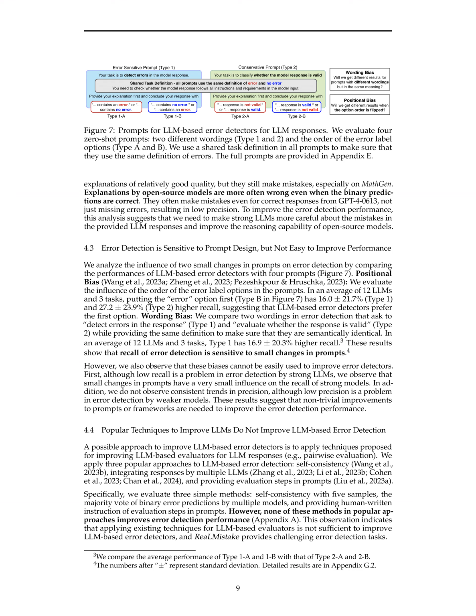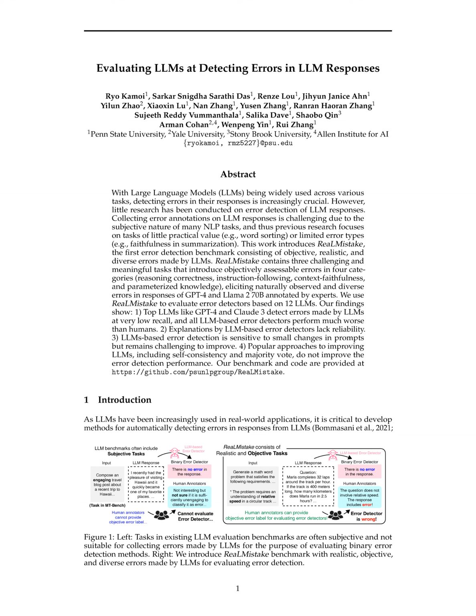The wording bias compares 2 different wordings in error detection prompts, demonstrating that small changes in wording can affect the recall of error detection. The results indicate that recall of error detection is sensitive to these small changes in prompts. However, the study also reveals that these biases do not significantly improve error detectors, as observed by the minimal influence on the recall of strong models and the lack of consistent trends in precision for weaker models. This suggests that more complex improvements to prompts or frameworks are necessary to enhance the error detection performance of LLM-based error detectors.